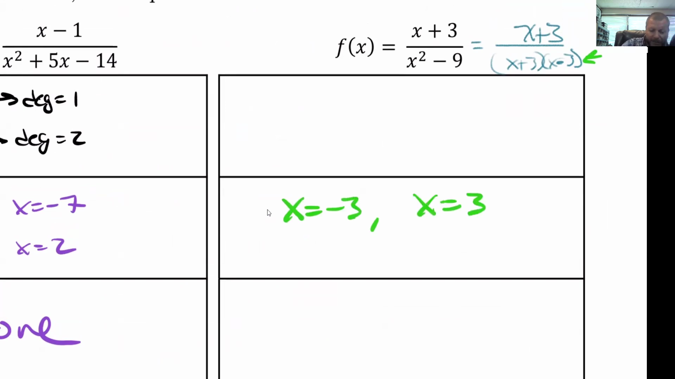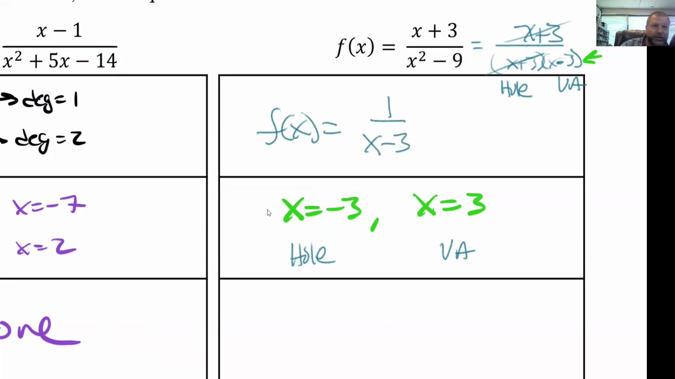I'm going to then simplify. I can cancel out those threes. Since they cancel completely out of the bottom, there's going to be a hole. So there's going to be a hole in the second, and that's going to be a vertical asymptote. So my simplified function is just f of x equals 1 over x minus 3.